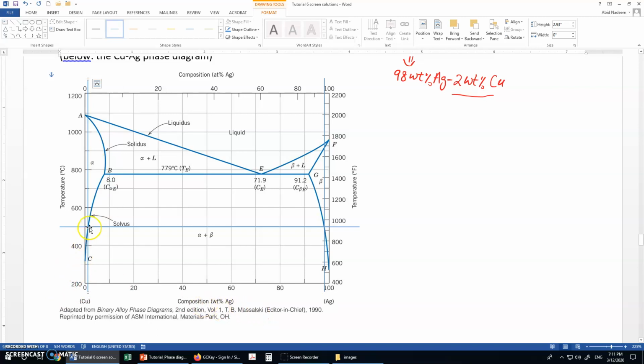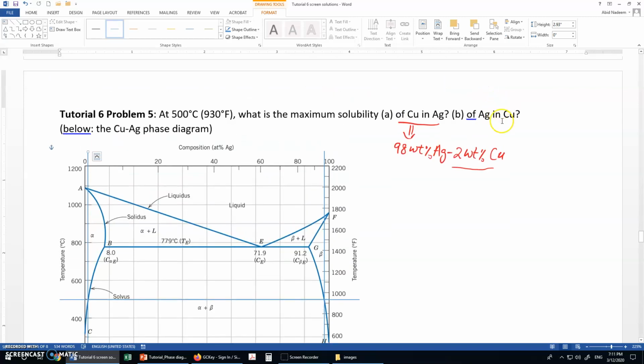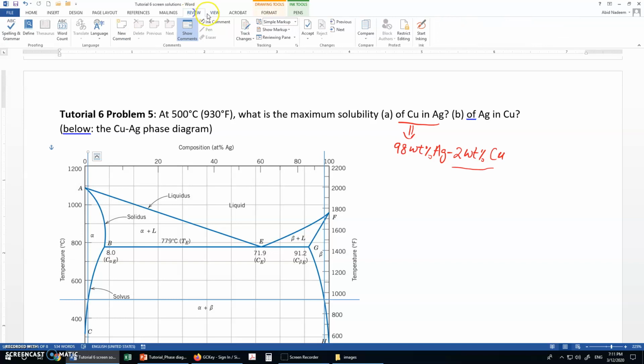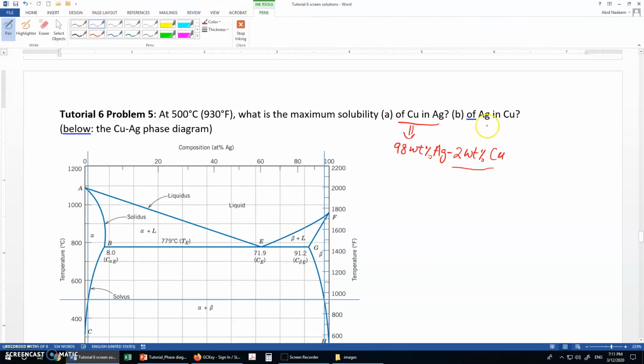0 weight percent silver. Over here it shows the weight percentage of silver, which is also about 2 weight percent. Okay, so it's about 2 weight percent also. This is the answer.